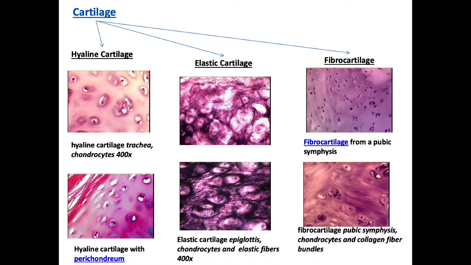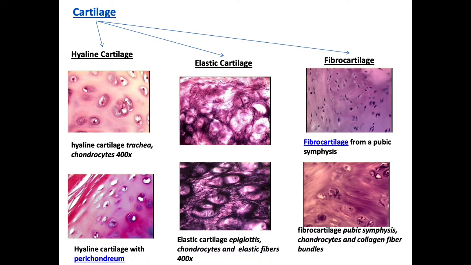First of all, matrix. What are the main differences in the matrix? For example, what type of collagen is in hyaline cartilage? Do you remember? Type 2. Okay. What about the elastic cartilage? Plus elastic fibers. And what about the fibrocartilage? Type 1 and type 2. So, do you agree with your friend? Is it correct? Type 1 and type 2, both of them.